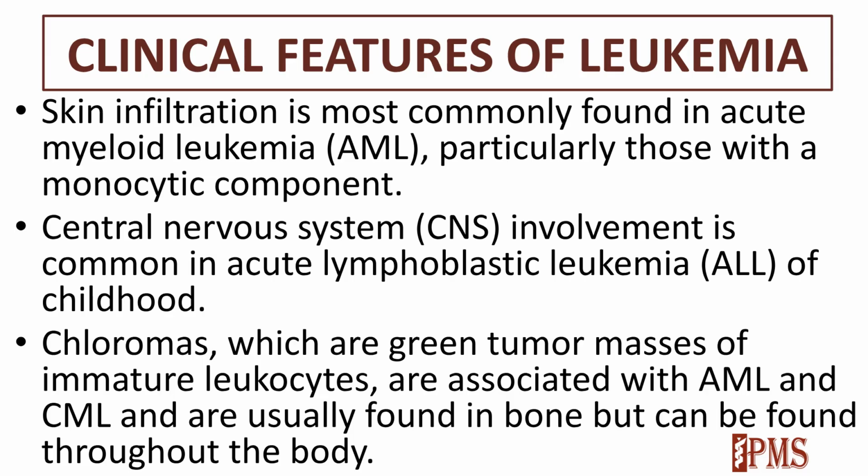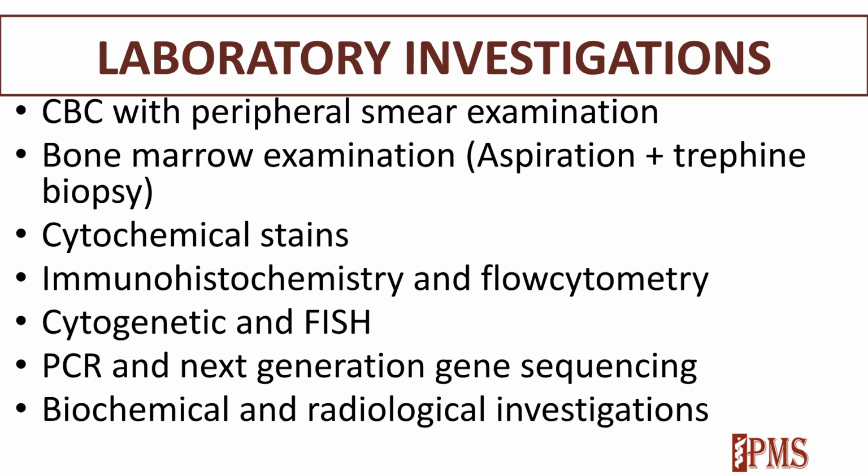Central nervous system involvement is common in childhood acute lymphoblastic leukemia. Chloromas, which are green tumor masses, are associated with AML and CML. Laboratory investigations for leukemia include a complete blood count with a peripheral smear, bone marrow examination, cytochemical stains, immunohistochemistry and flow cytometry, cytogenetic and FISH analysis, PCR, and biochemical and radiological investigations.